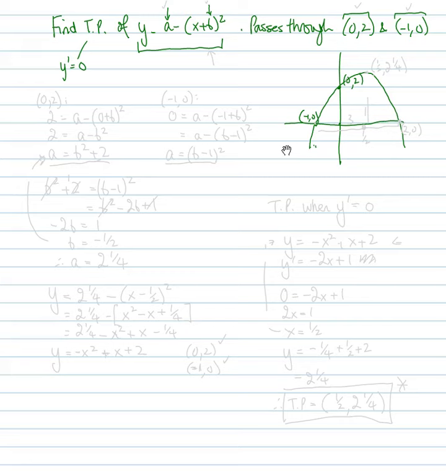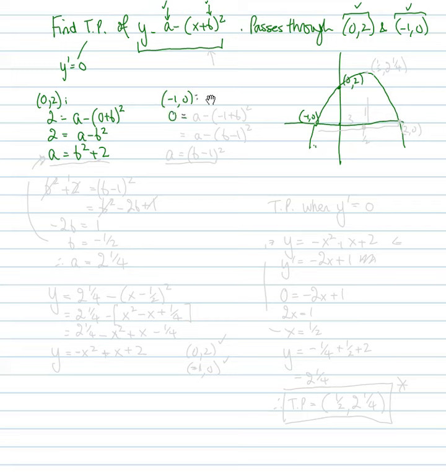Okay, so let's use these two bits of information to figure out what a and b are. Let's do these one at a time, the (0, 2) first. We'd say that 2 equals a minus (0 plus b) squared, or 2 equals a minus b squared. It seems easiest to isolate a, so we'll bring the b squared to the other side, and a equals b squared plus 2.